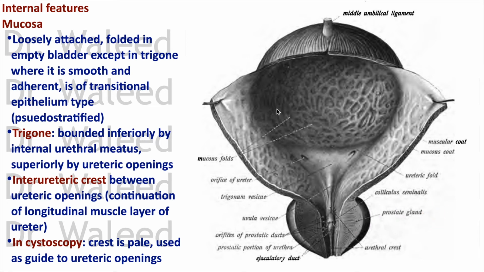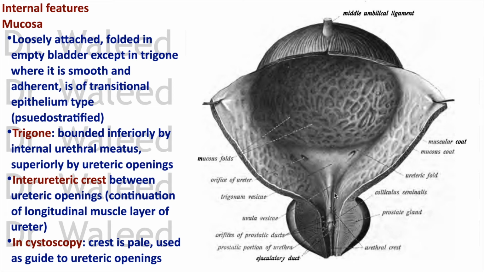It's not adherent to the muscle wall of the bladder. It's loose, but only fixed and smooth, adherent to the muscle wall, and smooth in the area of the trigone that you see here. See, this is the area of the trigone. It's the inferior part of the base of the bladder. This part does not distend.